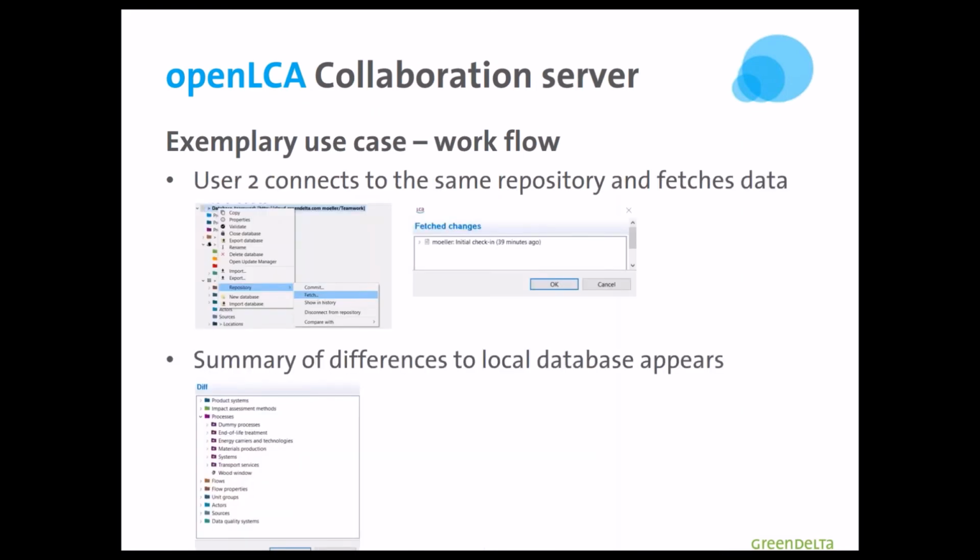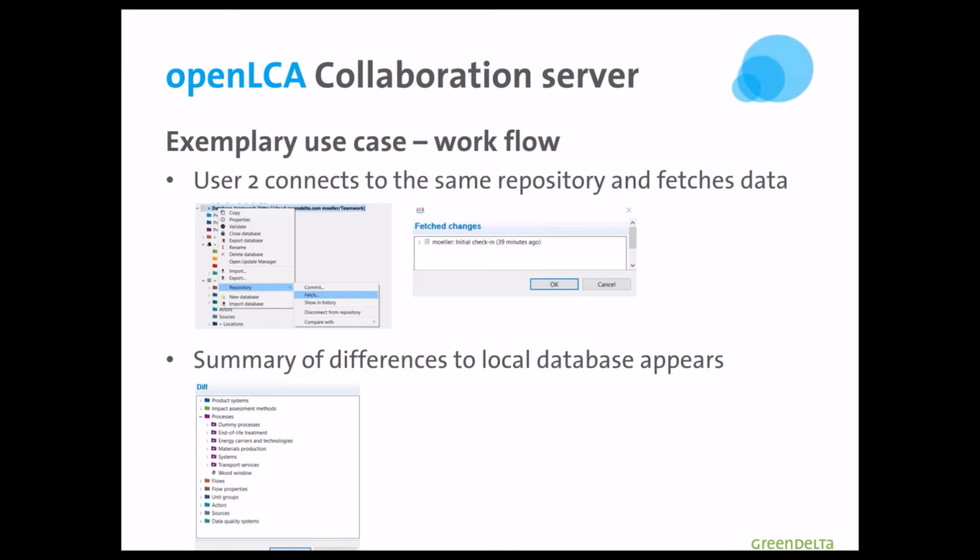Next, the second user would also connect, for example, an empty database with the same repository, and he can fetch the data. Fetching means basically downloading. So he will see a summary of all the changes or differences compared to his local database. And in this case, each database element is shown because he connected with an empty database.